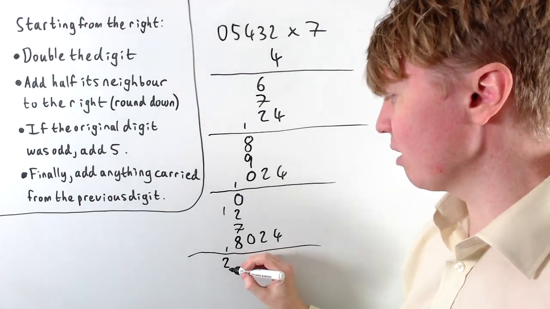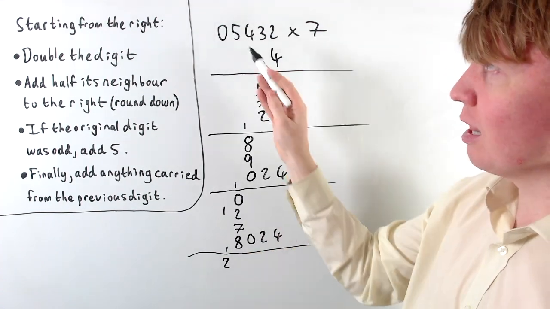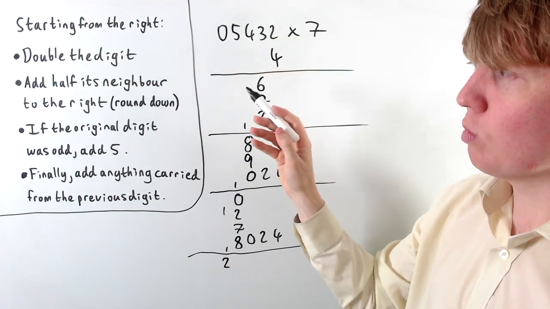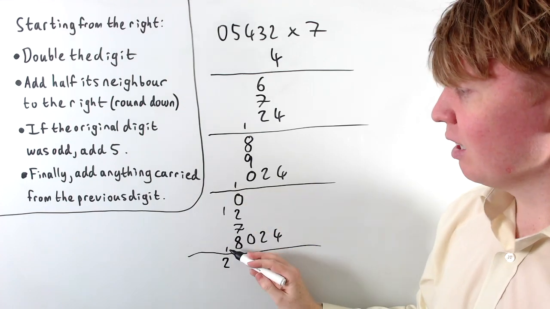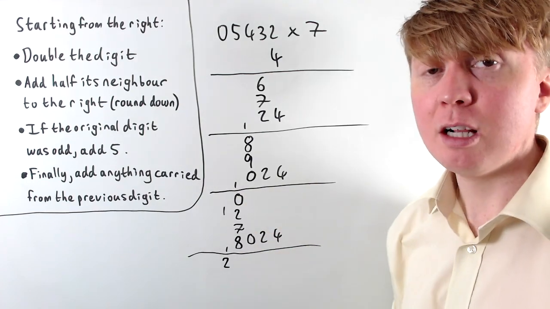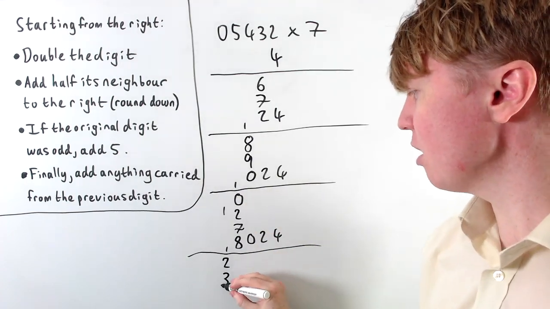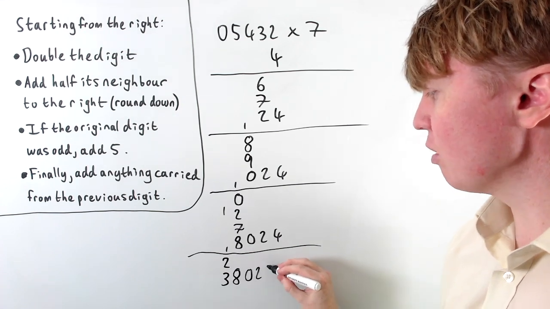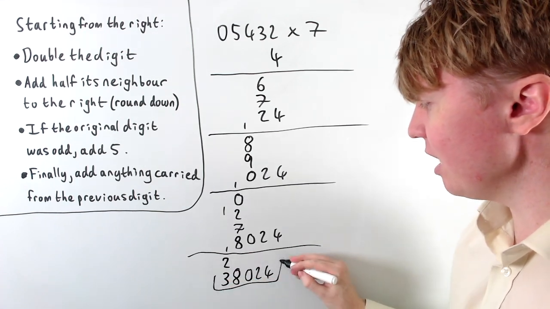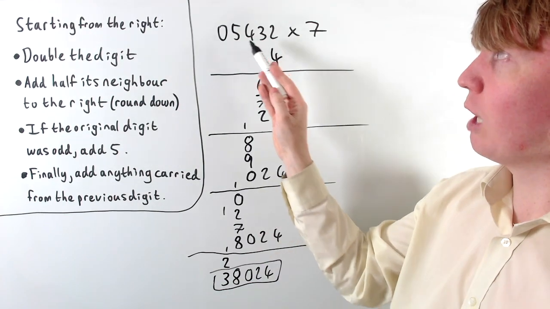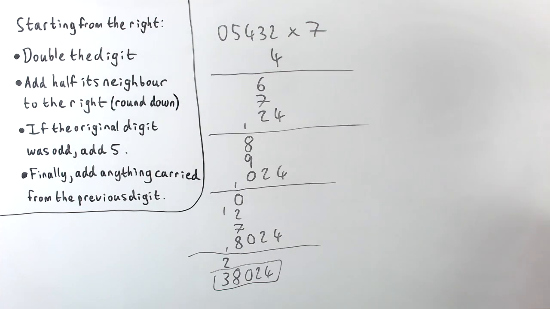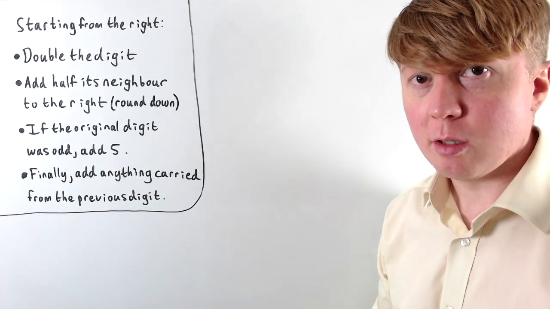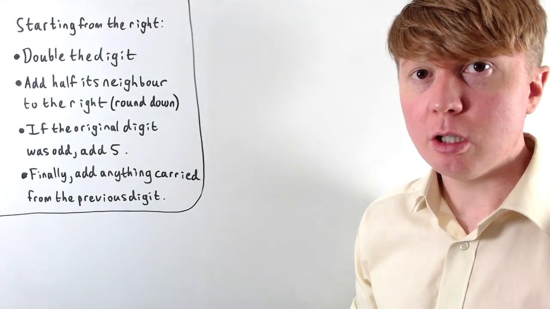So we need to add an extra 2 to this 0. And then the original digit 0 isn't odd, so we don't need to add 5. And then this allows us to finally add this extra 1 that should have been carried from the previous step. So this gives us 38,024, which you can check is indeed the value you should get when you do 5,432 times 7.